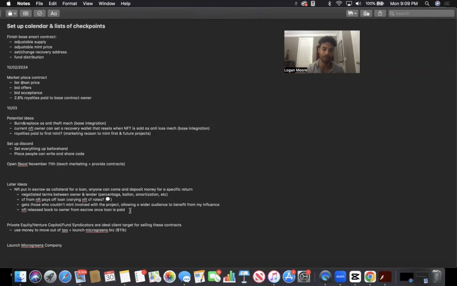How many projects can we do in a certain time? How many people can we work with? How many people can we give access to the materials and the tools that we're putting together? Yeah, this is how I'm going to keep track of my objectives.